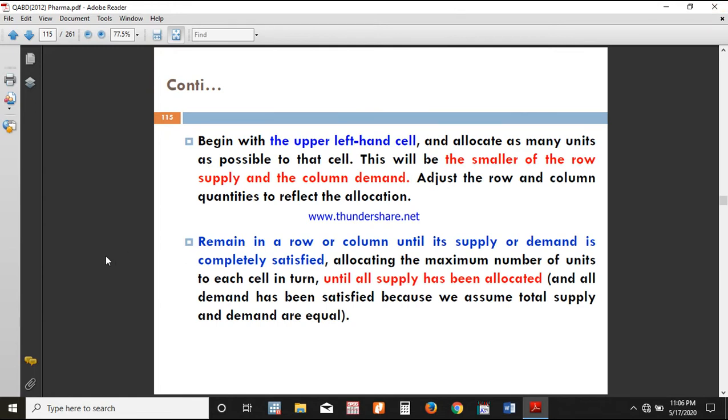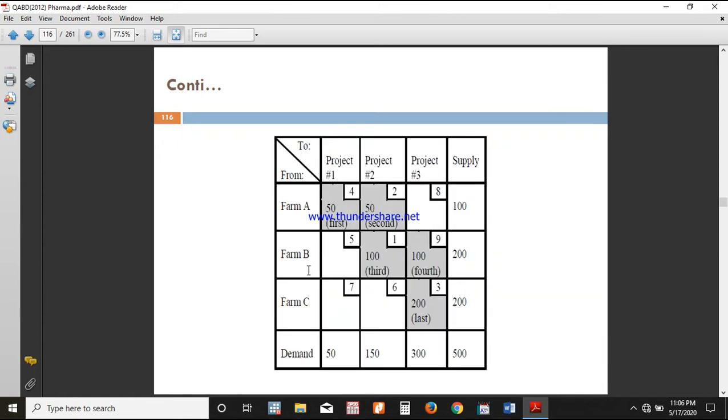Therefore, you can allocate as much as possible. You select the smaller value, comparing the row supply and the demand side, and you take the smallest value and allocate as much as possible until all demand and supplies are fully satisfied. Therefore, you can consider here to find this. This is the first original model. Therefore, the northwest corner point is here.